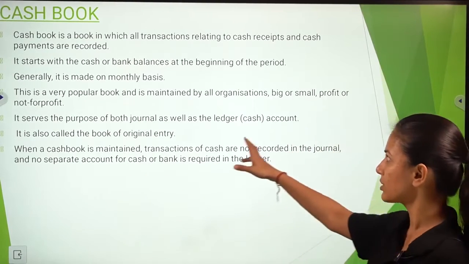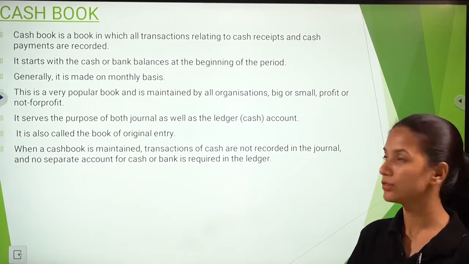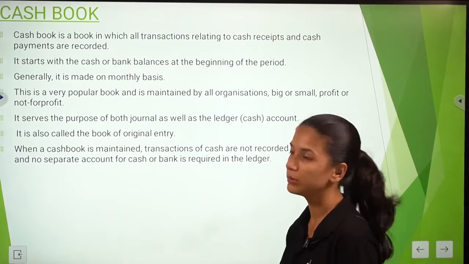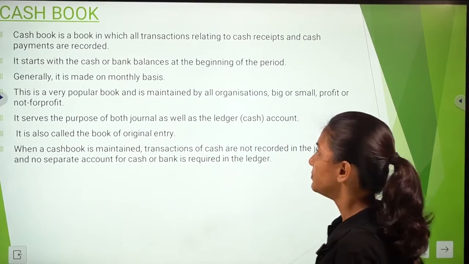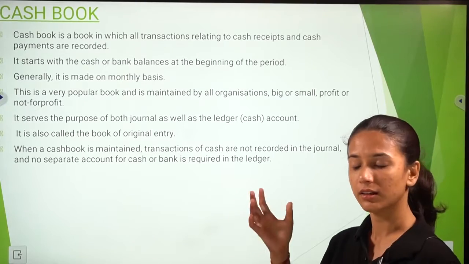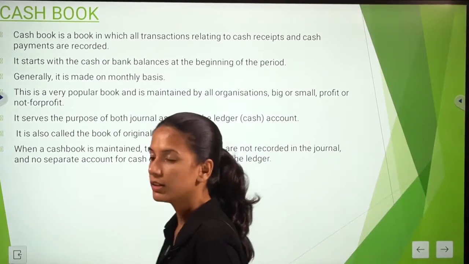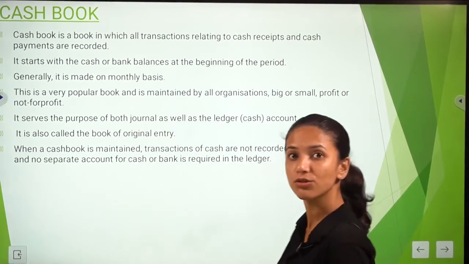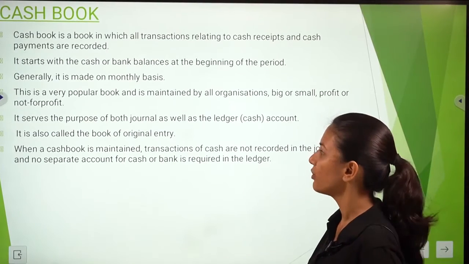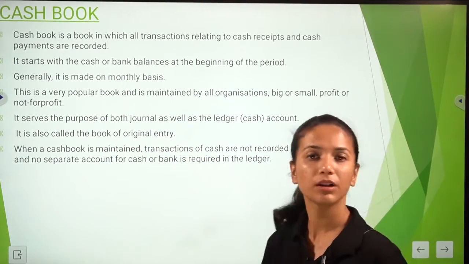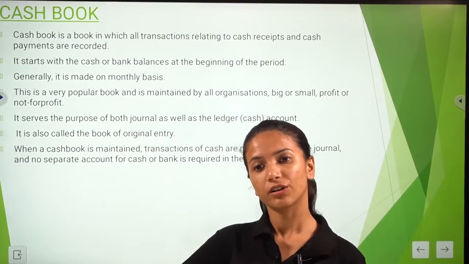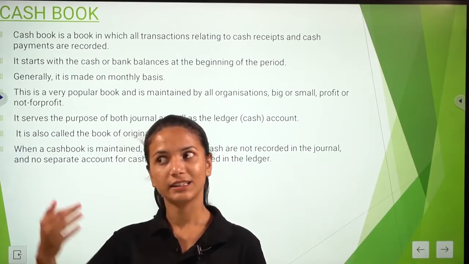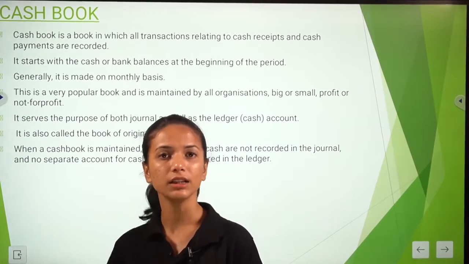It serves the purpose of both journal as well as the ledger account. It is also called a book of original entry, because it can be recorded directly from the vouchers or source documents like the journal. Why is it similar to the journal? Because we can record in the cash book directly from the source documents, rather than looking at the journal.